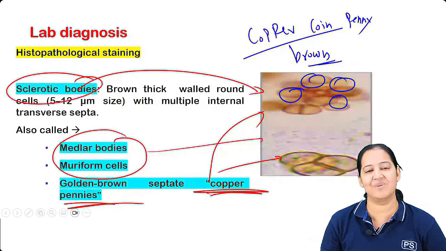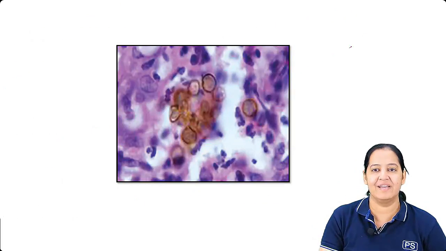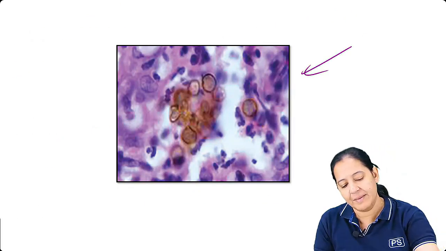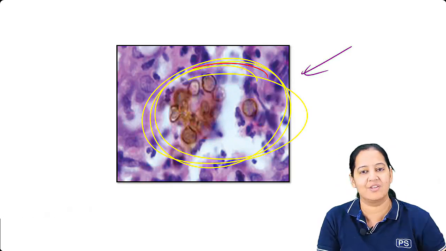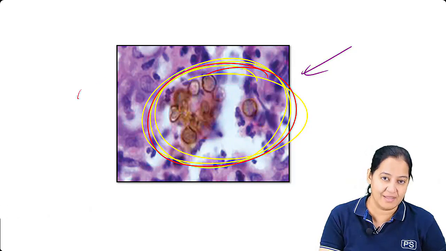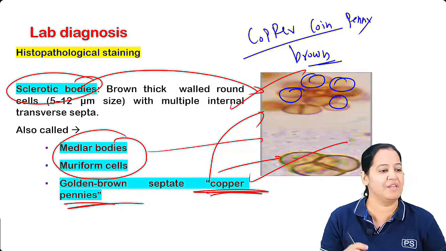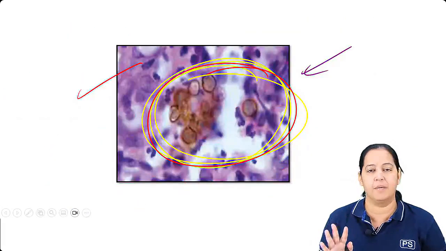So we are done with this also, second fungus. Read, see, what is this? What can you see, people? Ma'am, we can see the copper pennies. These are the copper pennies. This is the biopsy. Now you can get this image, you can get this image. The images are different, but the thing is the same.